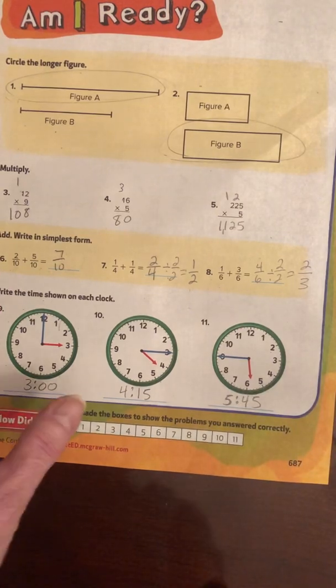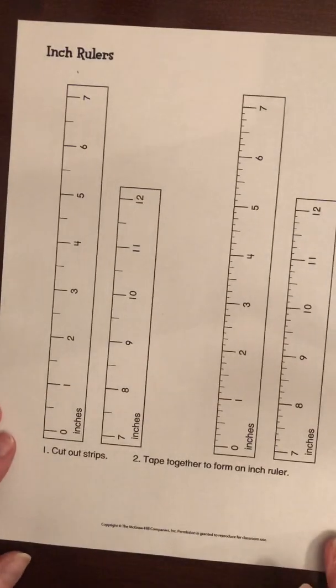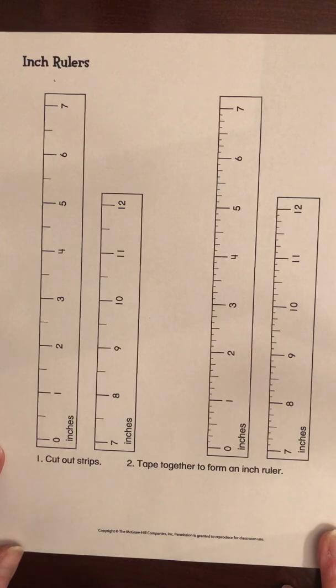Okay, so we are starting to do measurements, and these are customary measurements as opposed to metric measurements. Excuse me, have a little sip of water. So I put on Google Classroom a ruler, an inch ruler, because that's what we're going to be using in this chapter is inches.